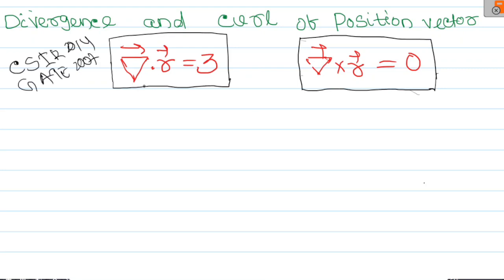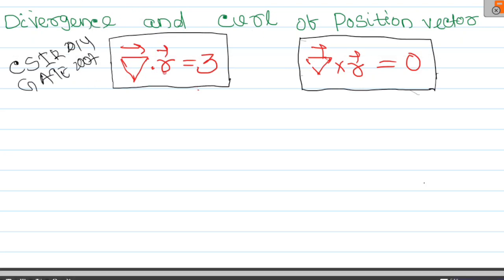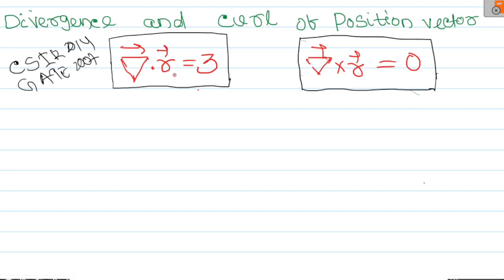So now let us derive these expressions in different coordinate systems. To derive these expressions, divergence of position vector r and curl of position vector r, we need to express the position vector r in different coordinate systems and also the expression of divergence and curl in different coordinate systems.